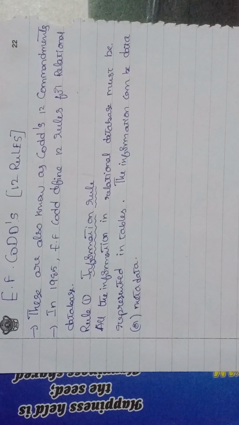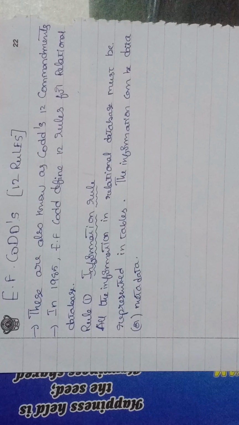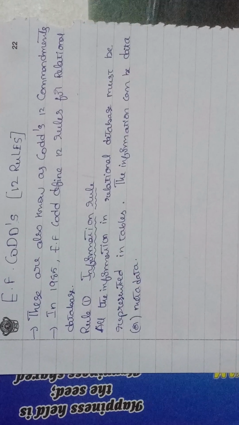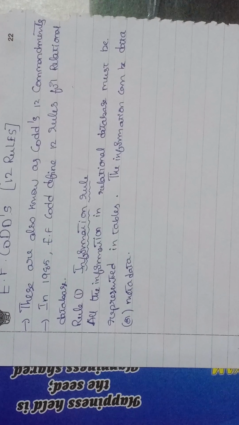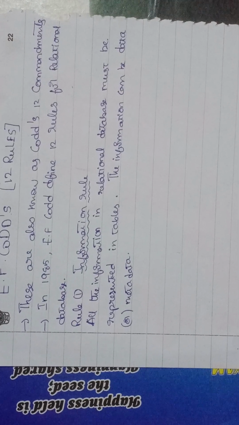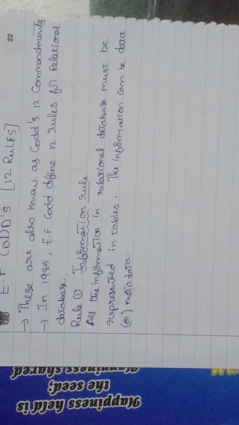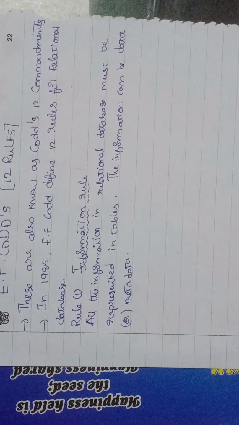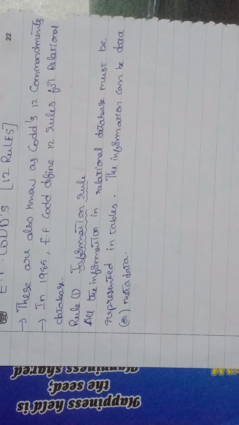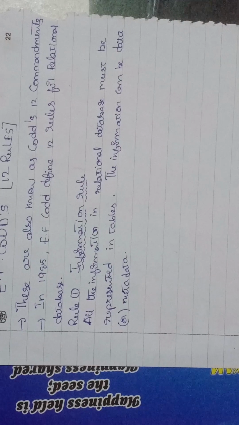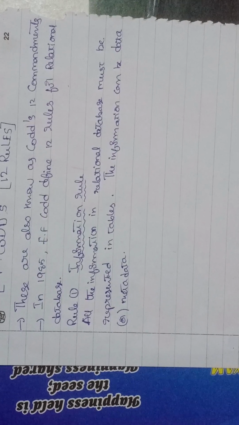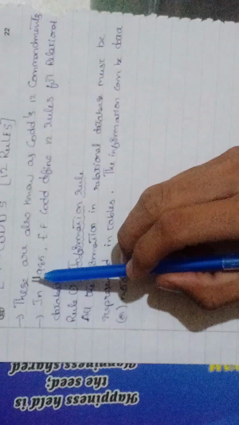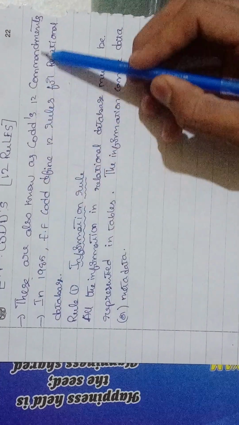Today we are discussing the relational model and EF Codd's 12 rules. Basically, Codd's 12 rules define the requirements. What are the requirements? For a relational database management system, it simply has to satisfy all these 12 rules. These 12 rules were proposed by Edgar Frank Codd. Codd's 12 rules are also referred to as Codd's 12 commandments.